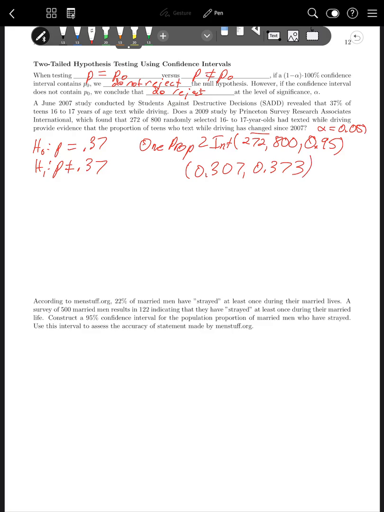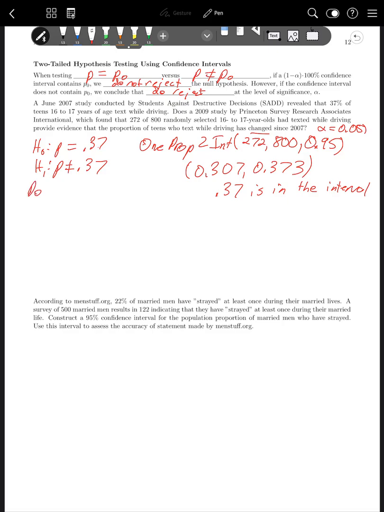And so the question is, is P in this interval? And the answer is yes. 0.37 is in the interval. So given P of 0.37, 272 out of 800 is a sample we would expect, because our population proportion is in there.